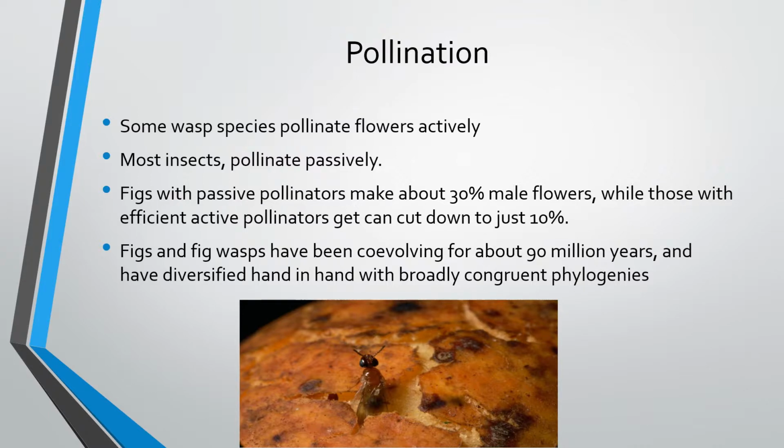Some wasp species actually pollinate the flowers actively, while most insects pollinate passively. Figs with passive pollinators make about 30% male flowers, and those with active pollinators go to about 10%. The figs and the fig wasp have been co-evolving for about 90 million years. This is a very intimate relationship between the two, and they have diversified hand in hand together.